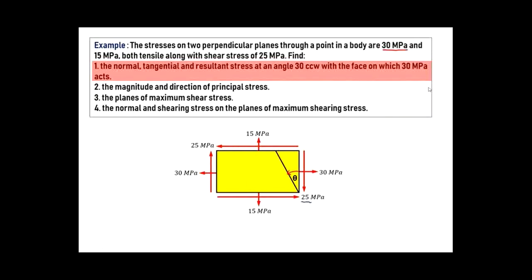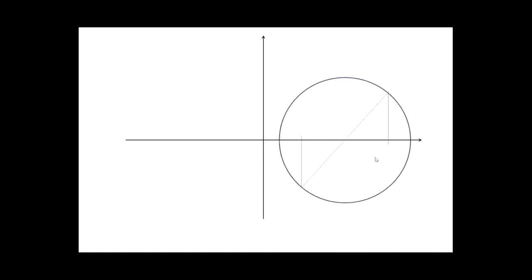Okay, you have to take it as minus 15. Likewise, 30 plus 25, 15 minus 25. So this is 30, this is 15, this is plus 25, this is minus 25. Join the two points and draw the circle, which will be a Mohr circle.